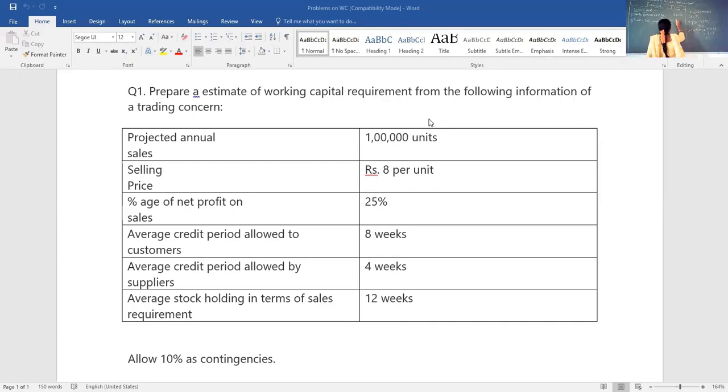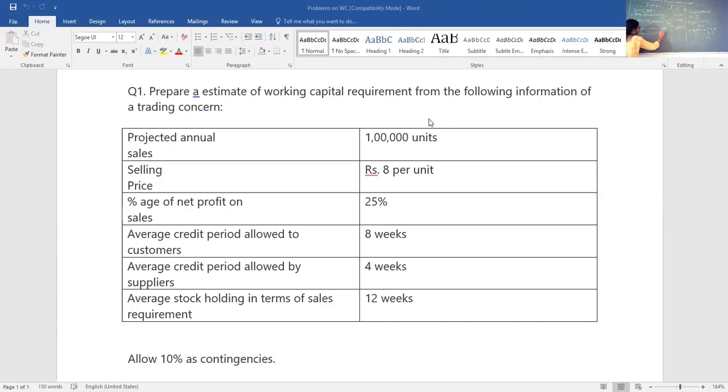92,308. Do we have any other current assets? No, we do not have any other current assets. So total current assets. How much is your total current asset? Your total current asset is 2,30,770. Okay. After current assets, you deduct your current liability.